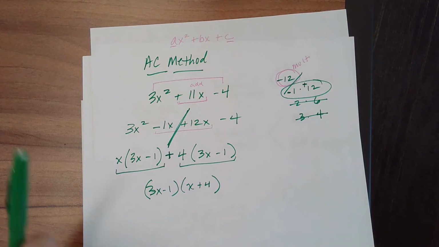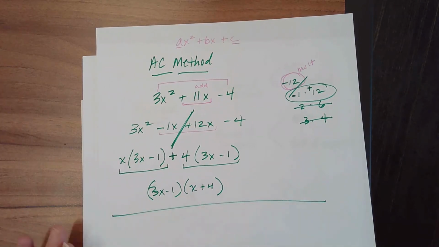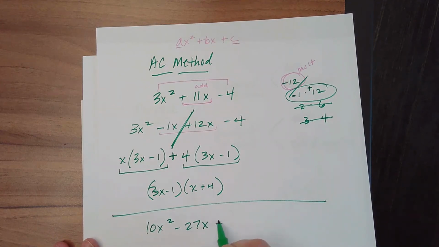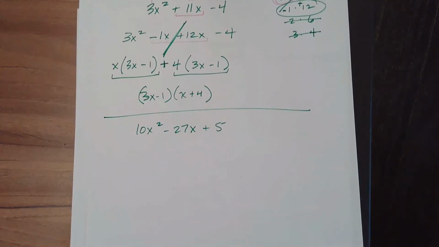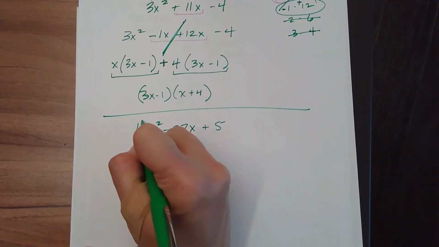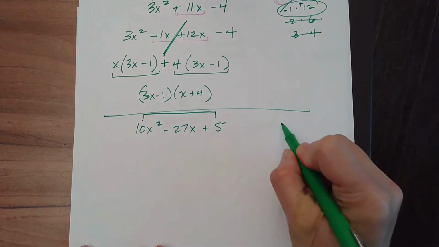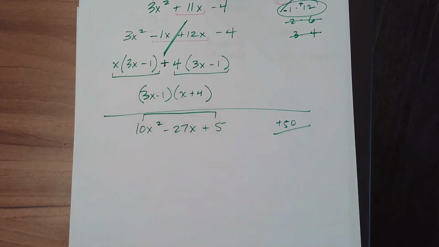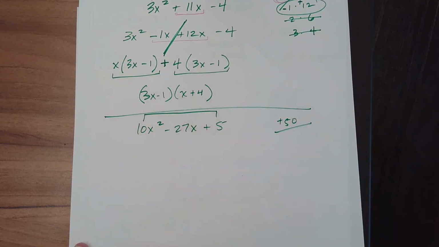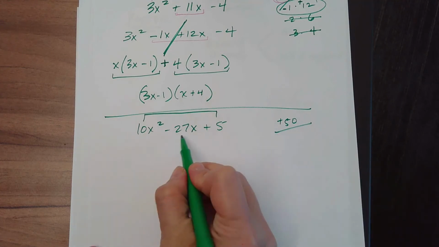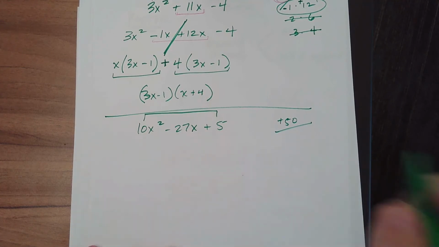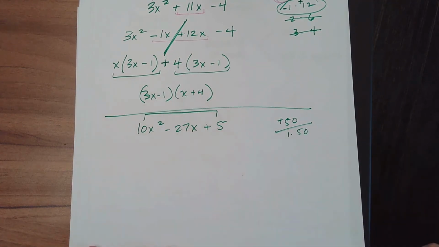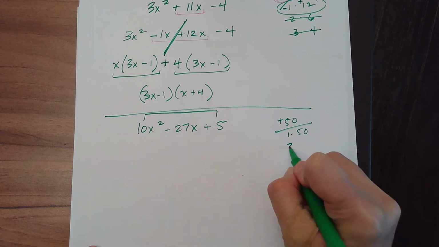Let's do another one. Let's go with 10x squared minus 27x plus 5. So something a little bit larger. Same process, multiply A and C together. So I get positive 50. You can sit here and start listing the factors of 50, or you can just start thinking of the ones that would add or subtract to give me 27. So it's really up to you. Rarely is it going to be 1 and 50 or 1 and whatever, but you never know.